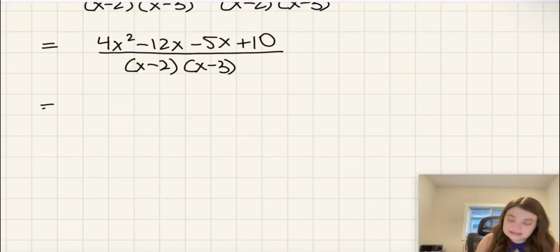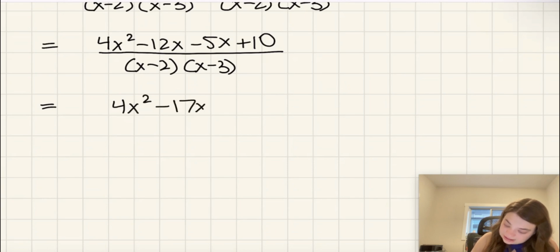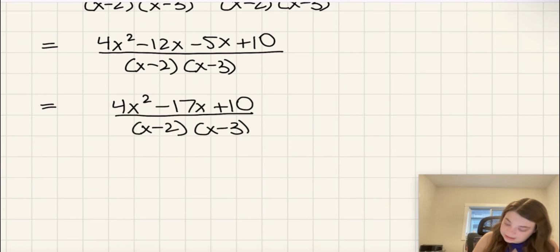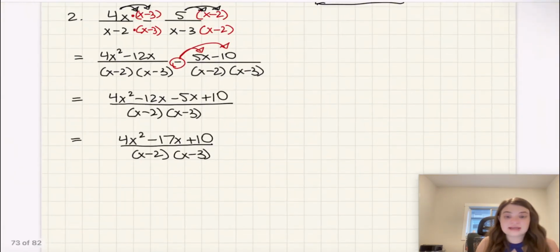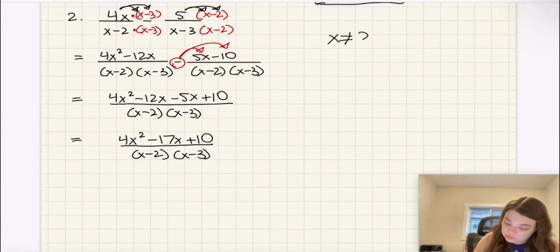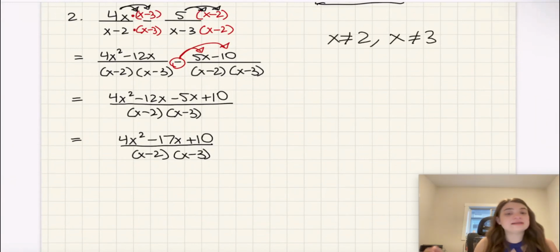And then last but not least, I'm going to add up the numbers in the numerator and just collect like terms. So we're going to get 4x squared minus 17x plus 10 over x minus 2 times x minus 3. And that's our final answer. And our restrictions in this case would be that x cannot equal 2 and x cannot equal 3, because if either of those values are x, we end up with a 0 in that denominator, which we can't have.